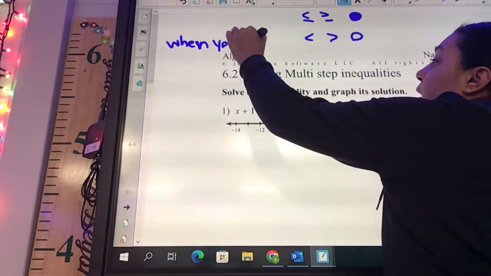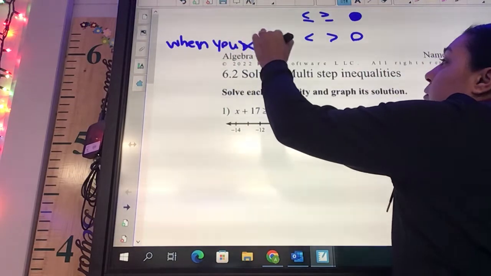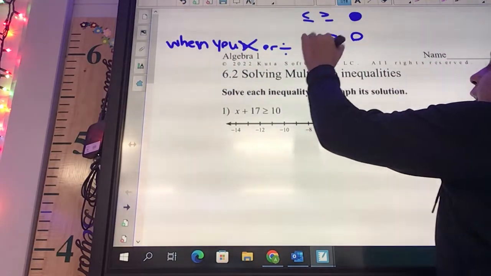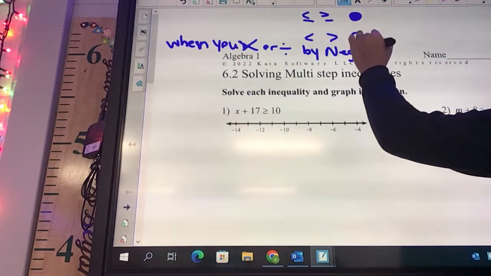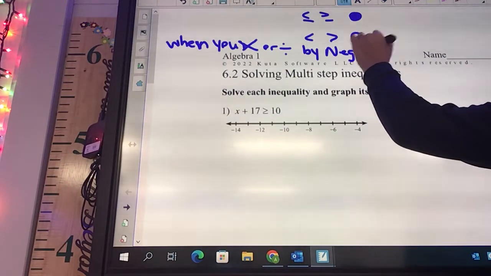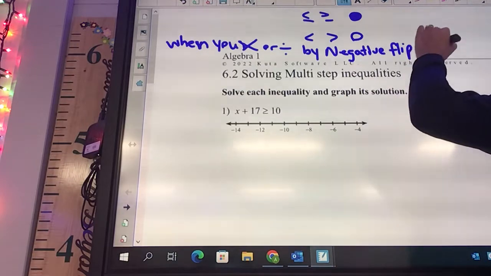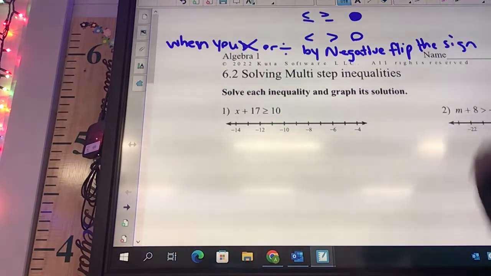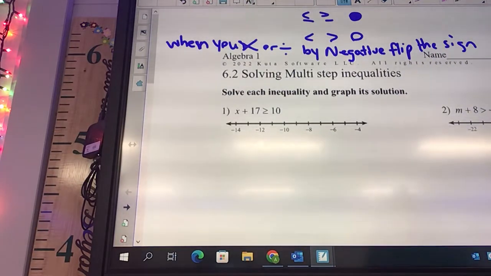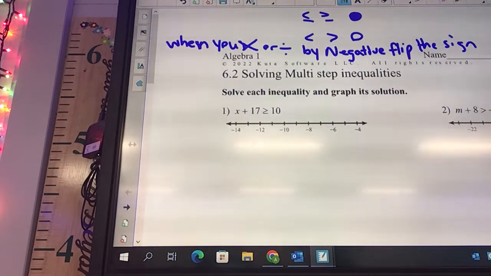you multiply, and I'm just going to write the times or divide by a negative, you need to flip the sign. Okay, when you multiply or divide by a negative, you need to flip the sign. Okay, so other than that, nothing has changed from yesterday. Okay, you do need to show your work.